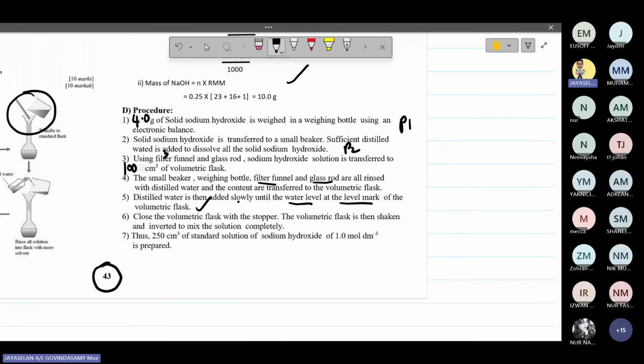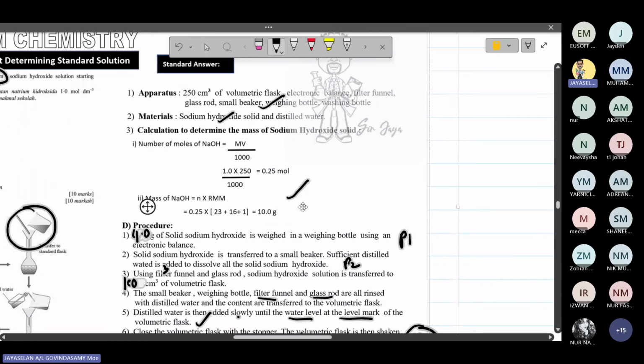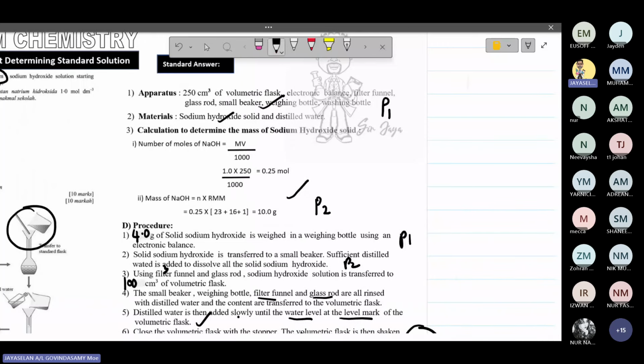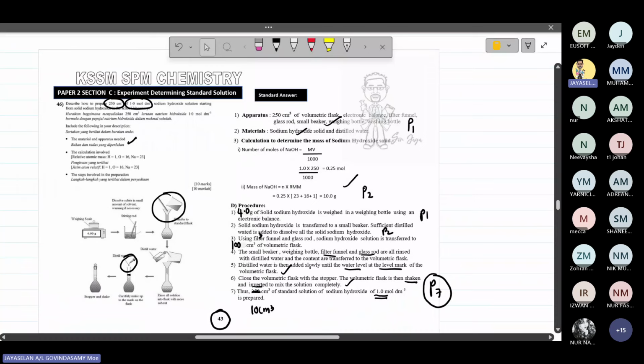Close the volumetric flask with a stopper. The volumetric flask must then be shaken, inverted, to mix the solution completely. Thus, 100 cm3 of standard solution of sodium hydroxide 1.0 mol dm-3 is prepared. So you already score 7 marks here. 7. Calculation, you already score 2 marks. This is already 1 mark. Total 10 marks. Any question?